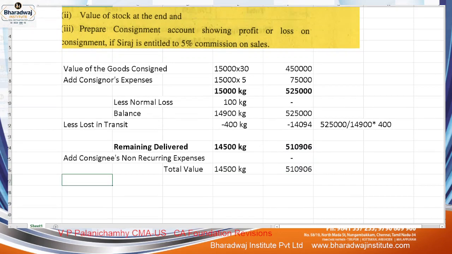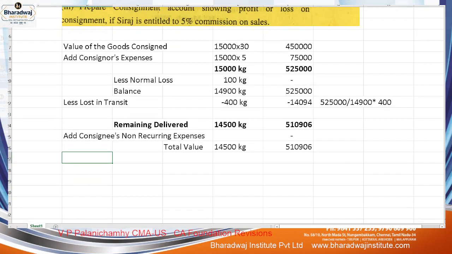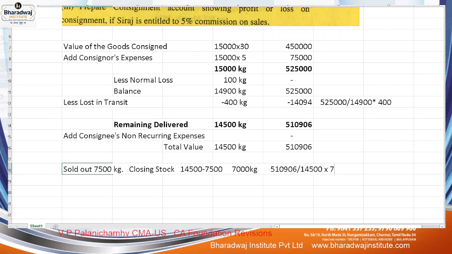How many units are sold out? 7,500 kg was sold out. Therefore, closing stock will be 14,500 minus 7,500, which is 7,000 kg. For this, we have to find out the value. How to find out the value? 5,10,906 is for 14,500, so what is for 7,000?